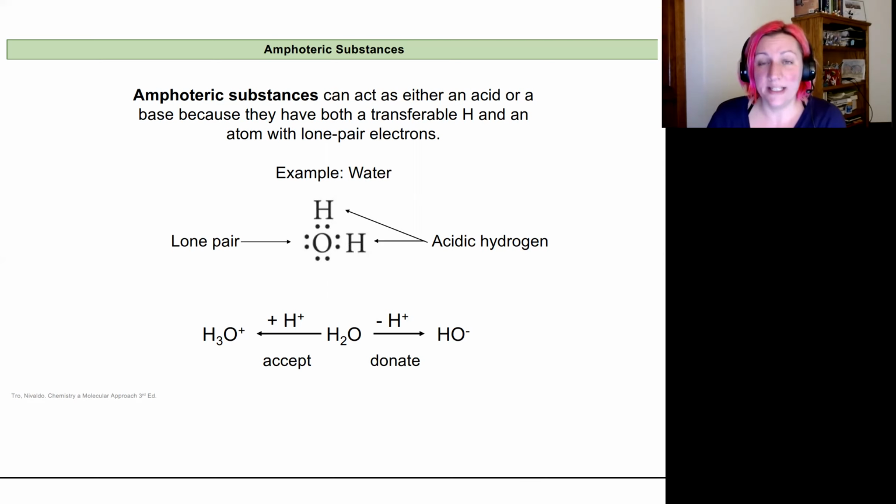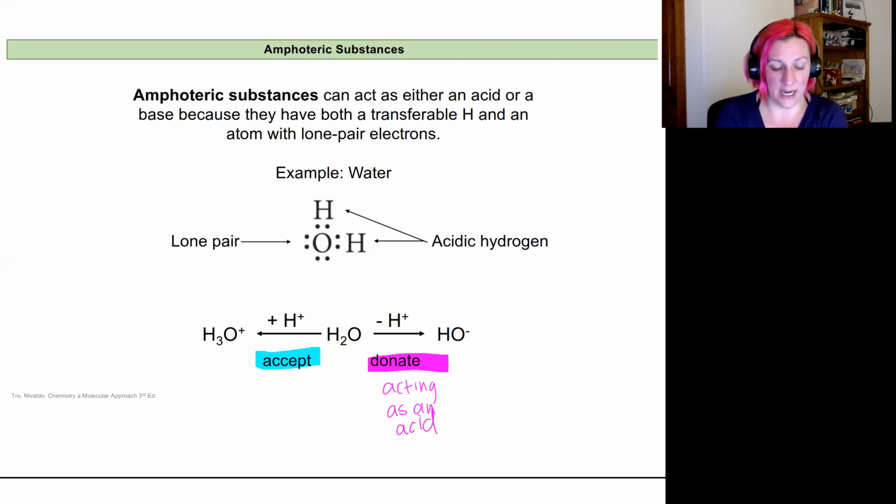So we see water act as an acid when it loses a hydrogen. And so here we go. We have our hydrogen acting as an acid. It donates a hydrogen and it forms hydroxide ions. And then at the same time, our water molecule can accept a hydrogen, and this is when it's acting as a base. And then it forms a hydronium ion.